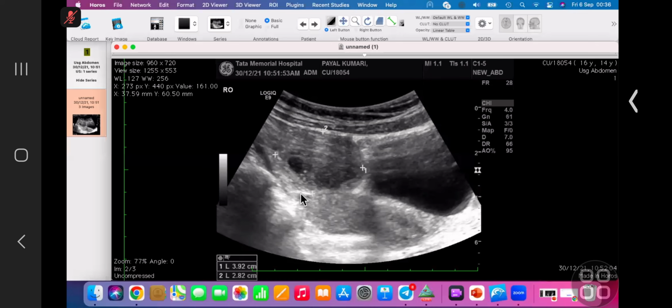Okay, so other differential diagnosis, this lesion could be representing ovarian torsion. If the patient is still in the ultrasound, I will do color Doppler for this mass lesion, and I will also try to look for the left ovary for comparison.